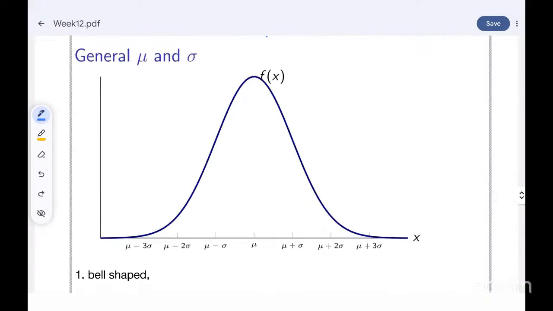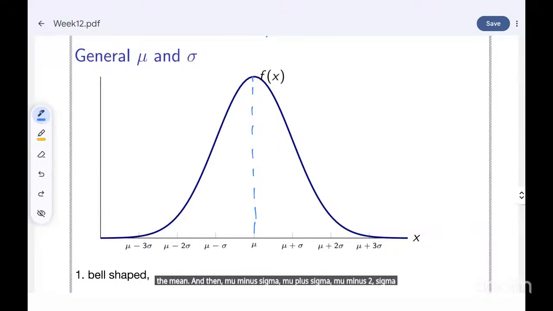In general, this is how you can view the probability density function of a normal curve. The top point here corresponds to mu, the mean. And then mu minus sigma, mu plus sigma, mu minus 2 sigma, mu plus 2 sigma, mu minus 3 sigma, and mu plus 3 sigma. And after that, almost nothing.